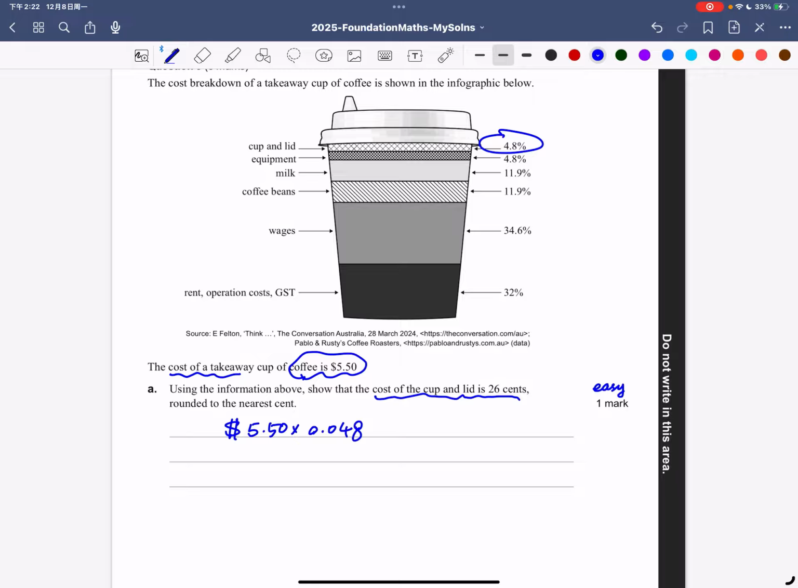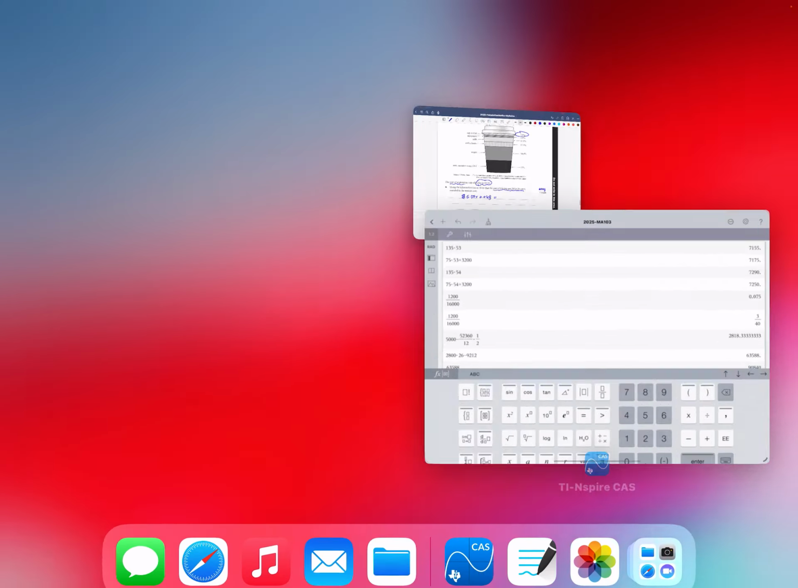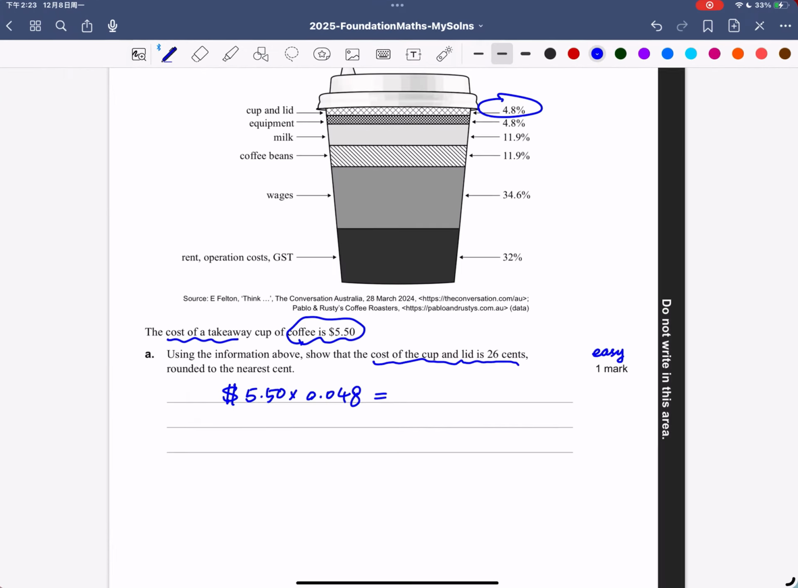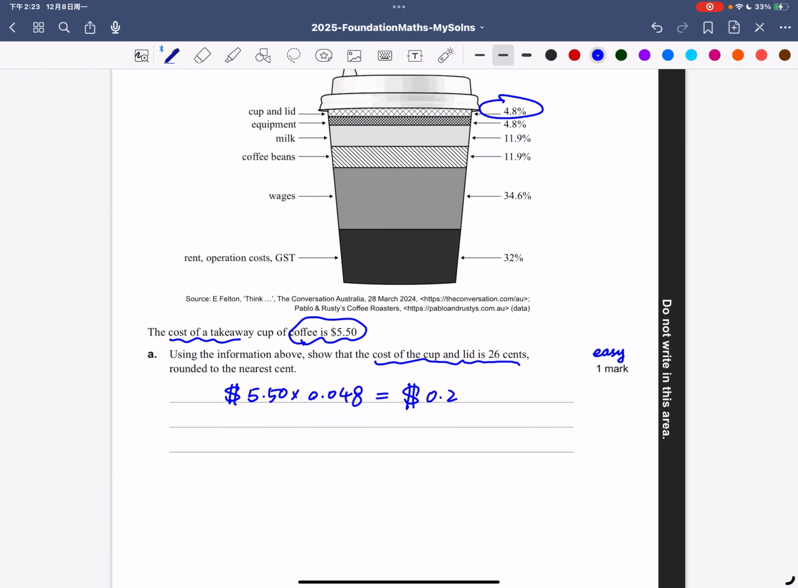So if I show the calculation here, this will give me 5.5 times 0.048, so 0.264, which is rounded to, let's say, 0.26, and that's 26 cents. Yep.